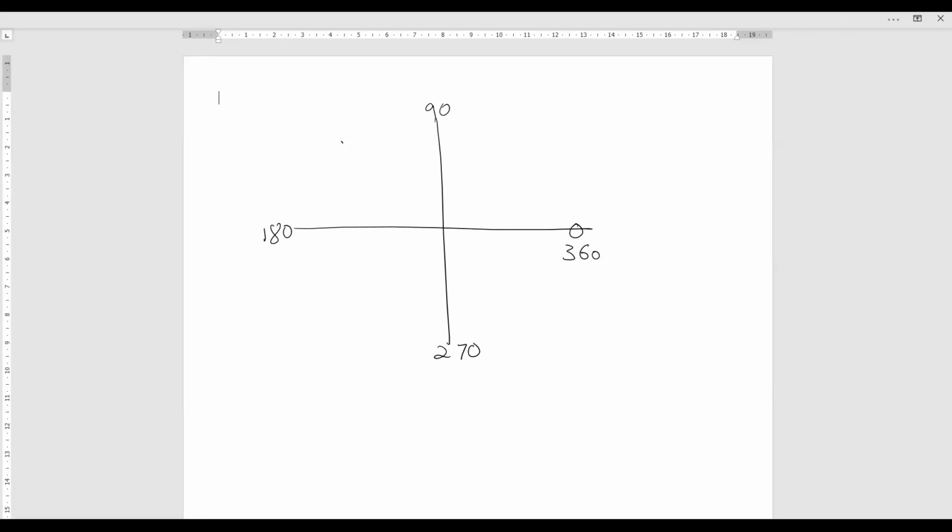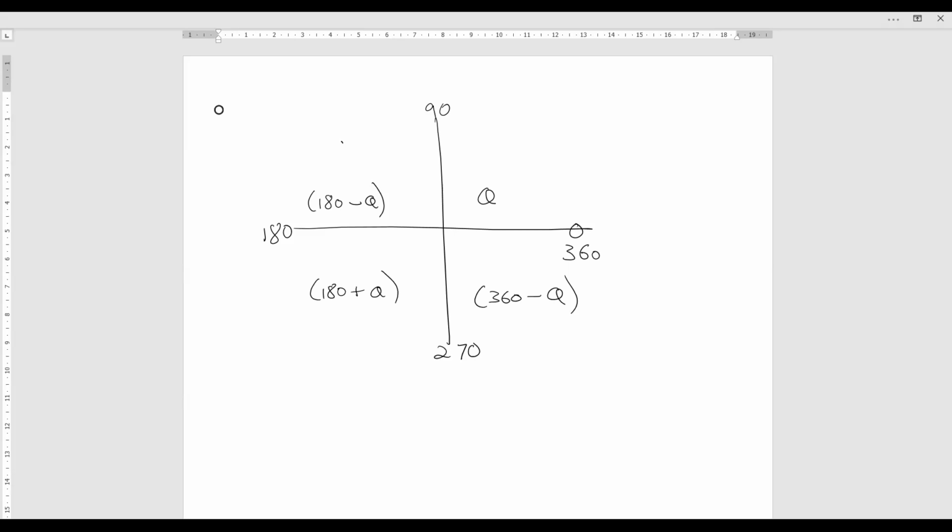So we know in the first quadrant, we have theta, which represents an acute angle. Then we're going to quadrant 2, and we're going to refer to that as 180 minus theta. In quadrant 3, that's our 180 plus theta. And in quadrant 4, we reference that as 360 minus theta.